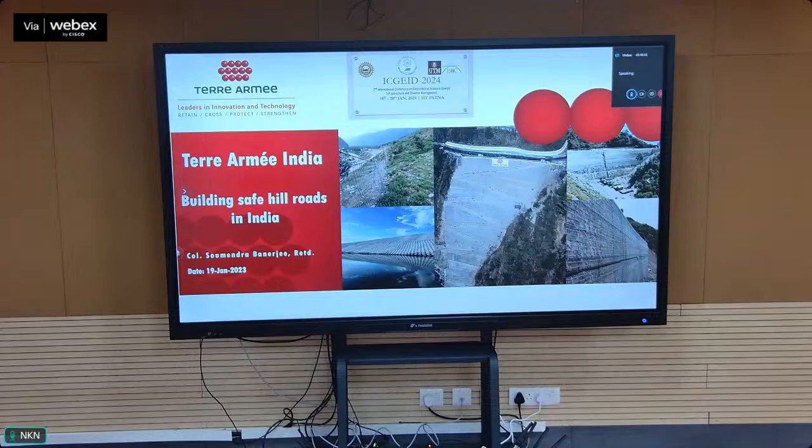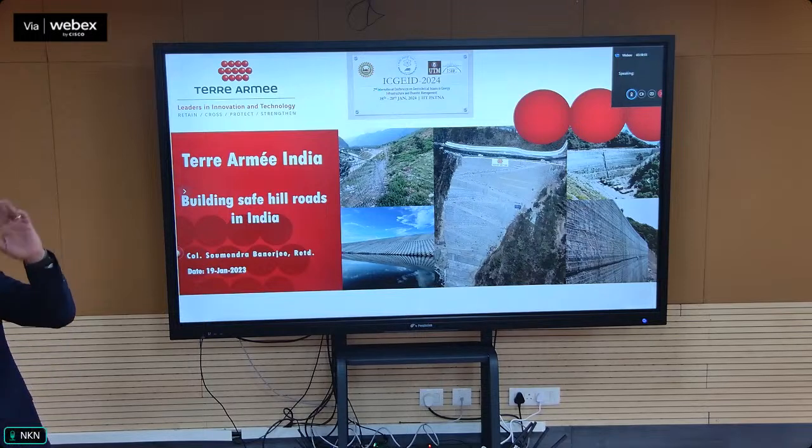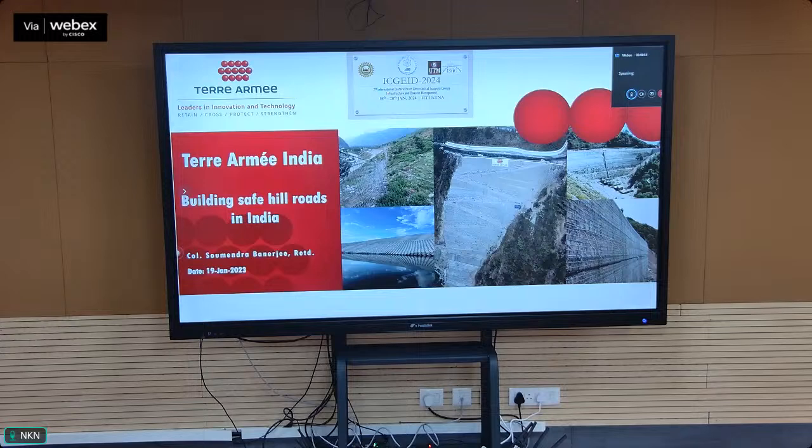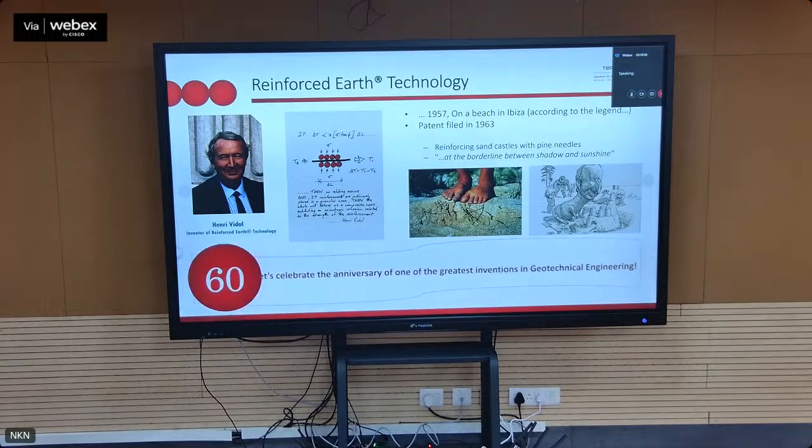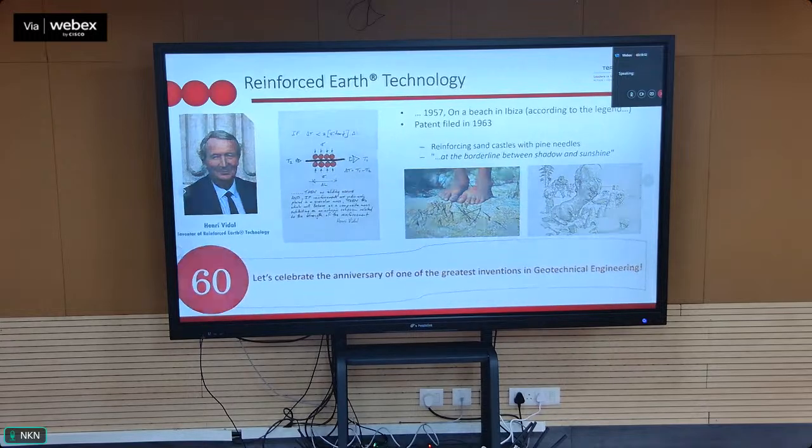With this introduction, since 1995 we are here in India, and our claim to fame is a 102-meter tall reinforced structure which is built on just a 4-meter width, 102 meters tall. Henry Vidal, everybody must have heard of, 60 years.